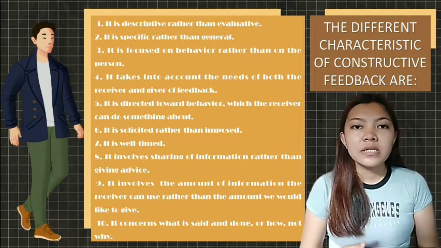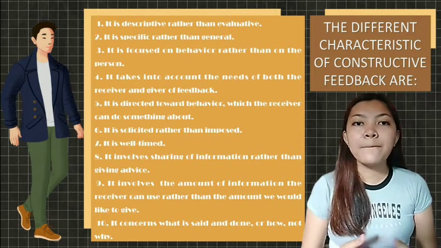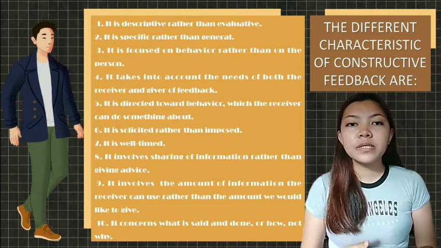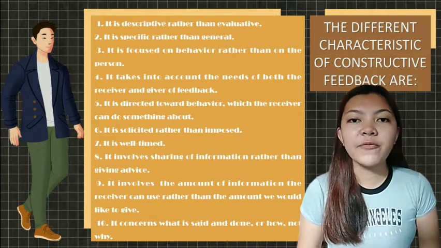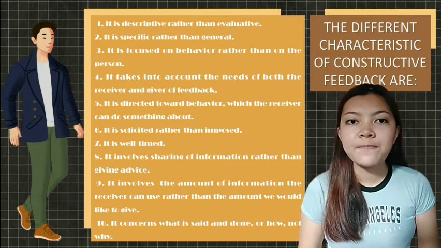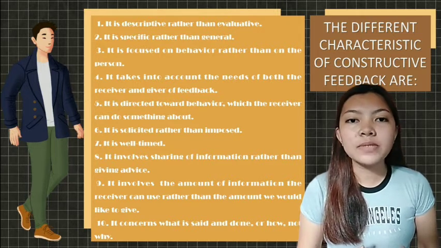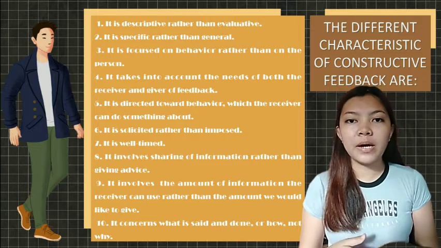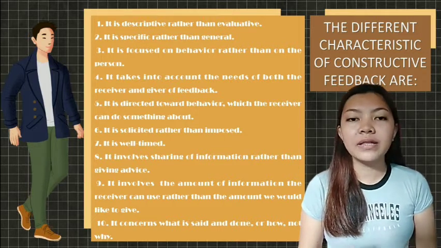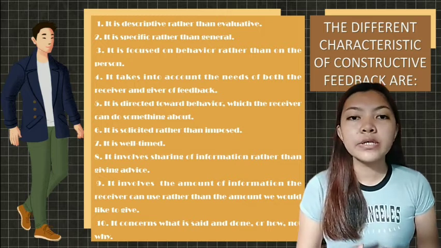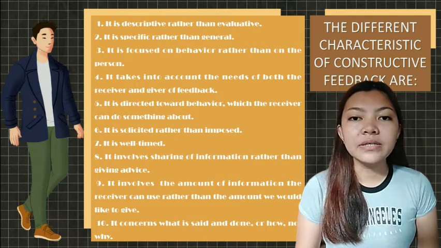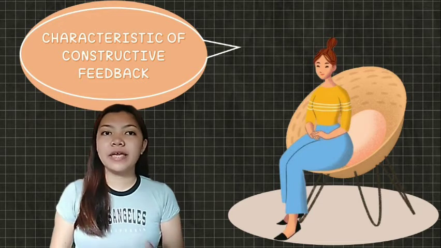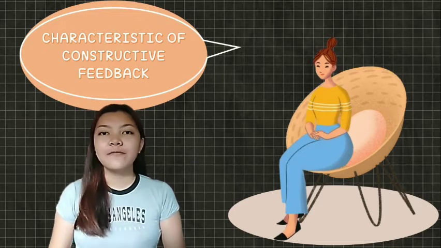Sixth, it is solicited rather than imposed. Seven, it is well timed. Eight, it involves sharing of information rather than giving advice. And ninth, it involves the amount of information the receiver can use rather than amount we would like to give. And lastly, it concerns what is said and done, or how, not why. So now we are going to expound each characteristic of constructive feedback.